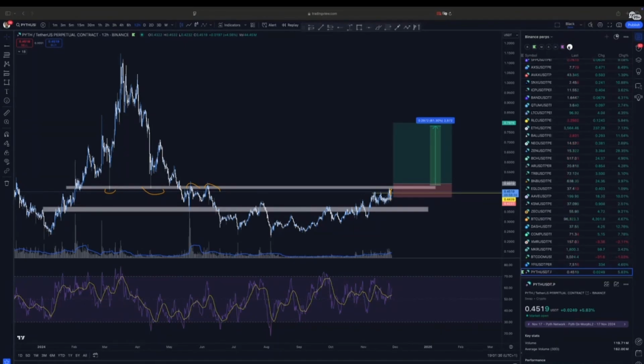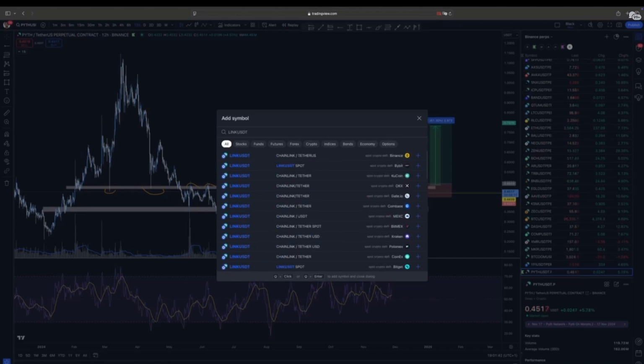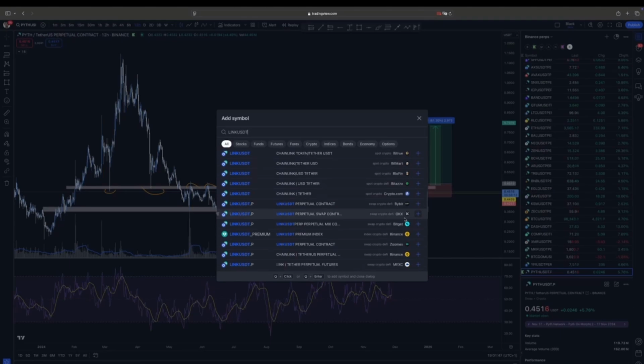Link. Woo! Link is one of those coins. Let me tell you, I bought Link for $2 and I didn't sell any of it during the last bull market. I don't know what I was thinking. Not a single one. I'm still holding it. Link USDT. Link is eventually going to catch a bid. I mean, it already caught a bid, but it's really going to catch a bid. It has to.